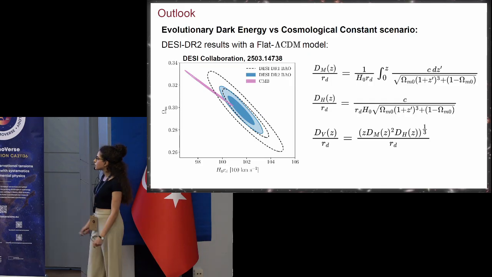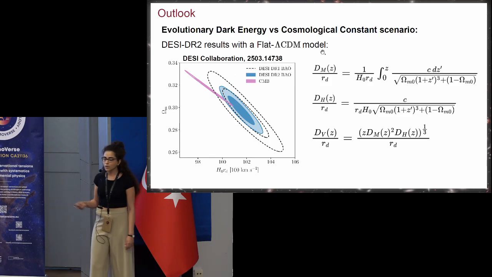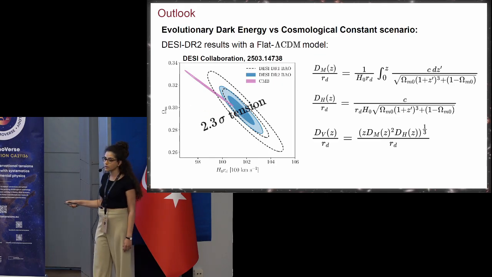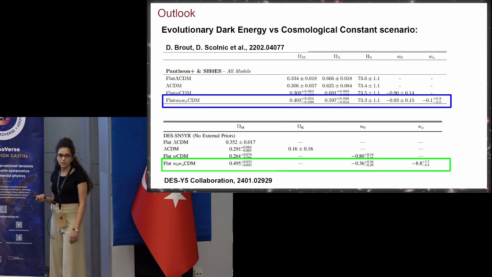From the DESI results, we know that it's capable of measuring these three types of observables, and in particular, we can constrain the product between H0 and the sound horizon, and omega matter. If we consider a flat Lambda CDM model, what we see is that the DESI data alone and CMB have a 2.3 sigma tension between these results. And what about an evolutionary dark energy model?